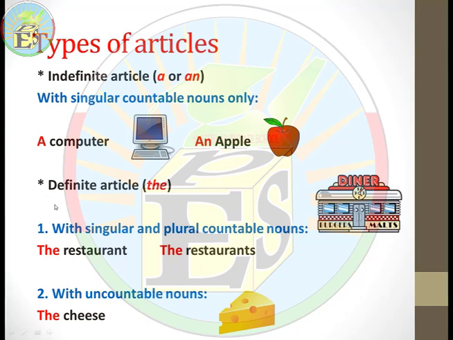So let's move to the second type, which is definite article, the. When do we use this kind of article? We use it with singular and plural countable nouns, right? So here we have the restaurant, and the restaurants. The difference here is the S. So this means that this noun is a plural, and here restaurant, this means that this noun is singular.